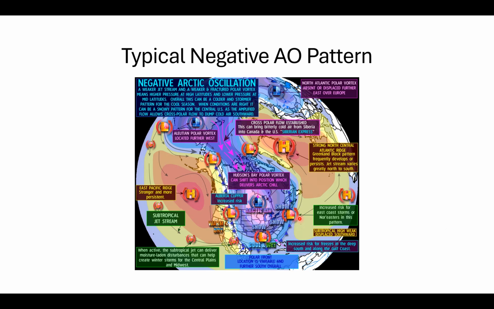And then one other thing to mention here, again, with a typical negative AO pattern, you have an increased risk for these East Coast winter storms or these nor'easters in the pattern.